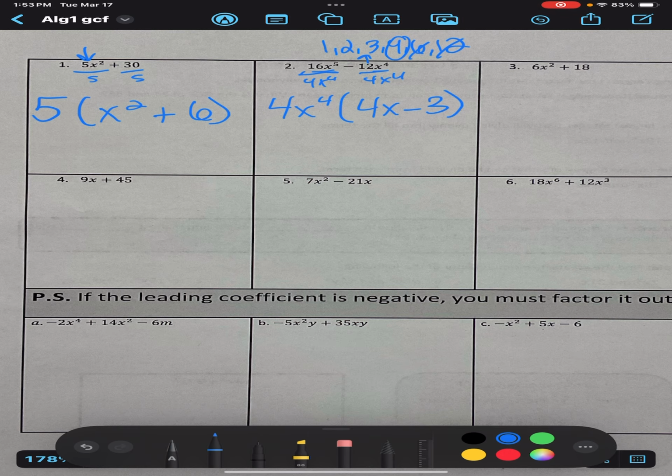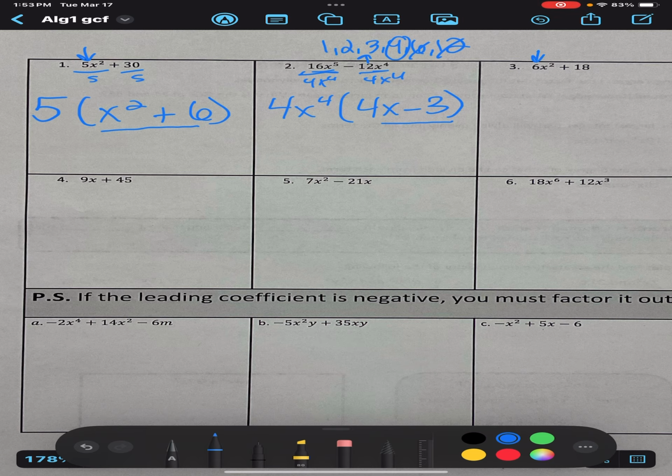Another way to actually check yourself too is when you look at the parenthesis part, that has nothing in common. 4x and 3 have nothing in common, so you know you took the greatest common factor. And same with x squared and 6. They have nothing in common, so you know you took the GCF.